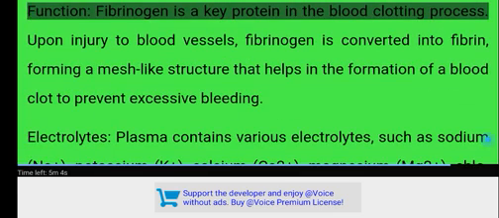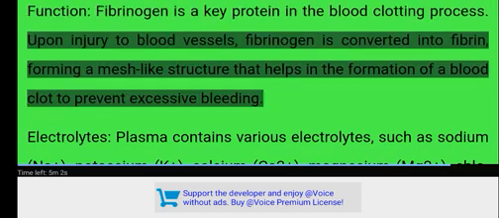Fibrinogen. Function. Fibrinogen is a key protein in the blood clotting process. Upon injury to blood vessels, fibrinogen is converted into fibrin, forming a mesh-like structure that helps in the formation of a blood clot to prevent excessive bleeding.